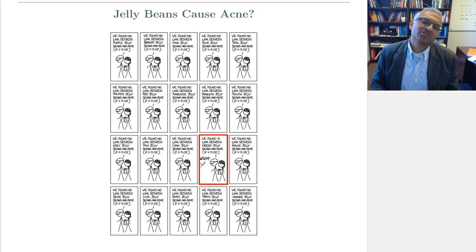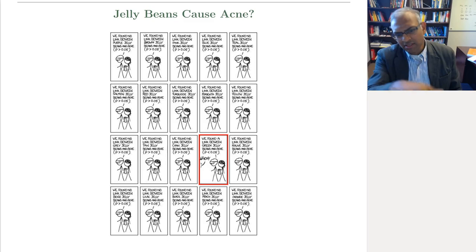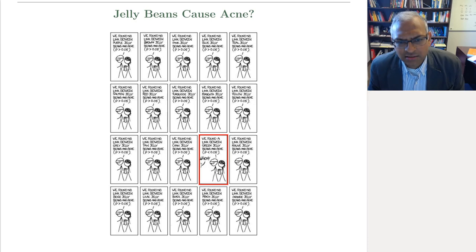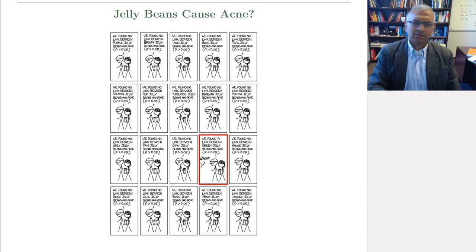The scientists try all the various colors: purple, brown, pink, blue, teal. In this example, they've run something like 20 experiments. Now, most of these experiments are saying there's no relationship, but look, we found a link between green jelly beans and acne. Now, you ask the scientists, how certain are you of each of these experiments?